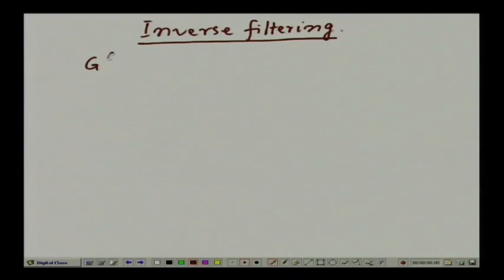Our expression is that G(u,v), the Fourier transform of the degraded image, is given by H(u,v) into F(u,v), where H(u,v) is the degradation function in the frequency domain, F(u,v) is the Fourier transform of the original image, and G(u,v) is the Fourier transform of the degraded image. Because H(u,v) into F(u,v) is a point by point multiplication, for every value of u and v, the corresponding F component and the corresponding H component will be multiplied together to give you the final matrix, which is again in the frequency domain.